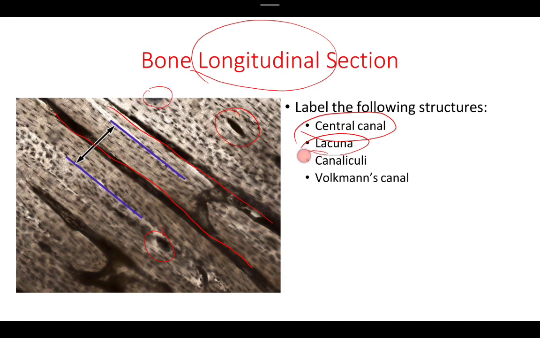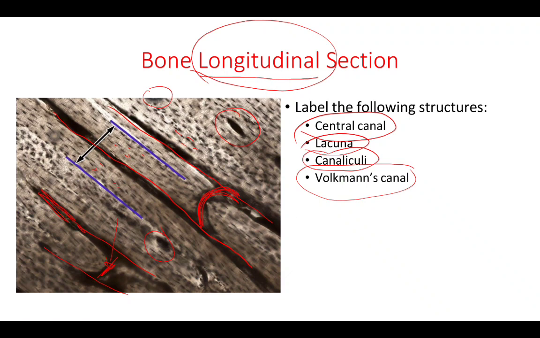Ang canaliculi, saan dyan? See the dots here? Ito sila. Yan. Yan. Those are all canaliculi, guys. I hope hindi kayo mawala between longitudinal section and then yung ating cross section. Ang Volkmann's canal natin, this is the Volkmann's canal. Ito, this one. Ayan. You have one central canal here, then another central canal here. So this is the Volkmann's canal. I hope hindi kayo mawala sa parts ng ating compact bone.